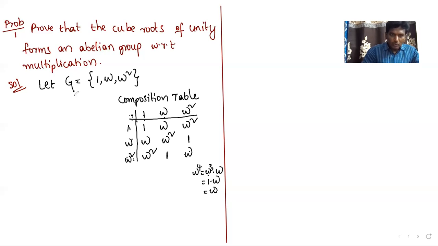So what our aim is, to prove an abelian group with respect to multiplication. So first property, closure property. See, in this closure property, all the elements in the composition table are the elements in capital G.